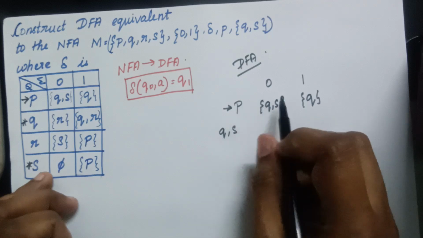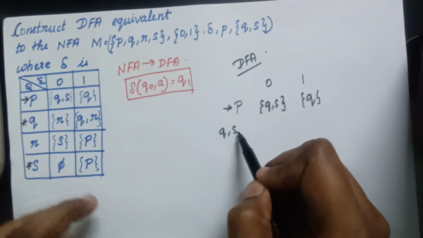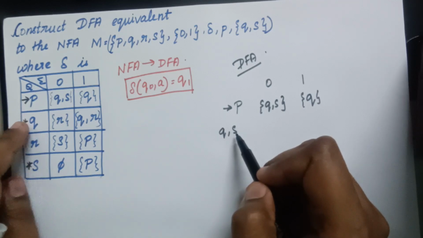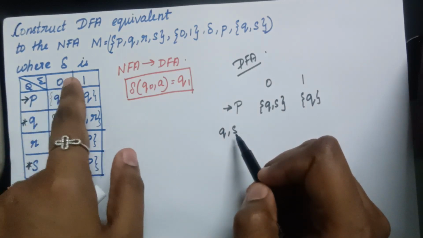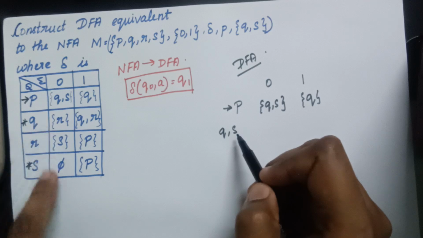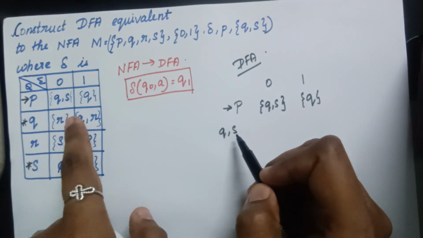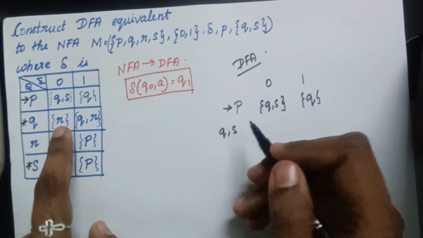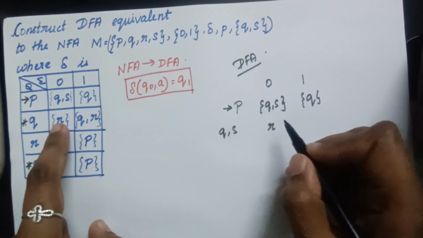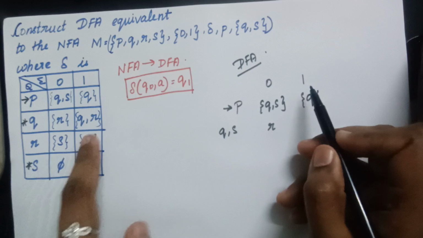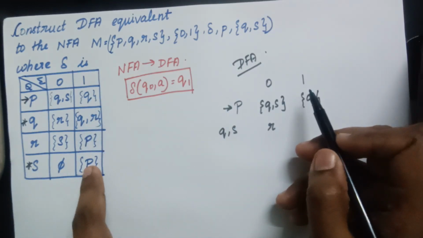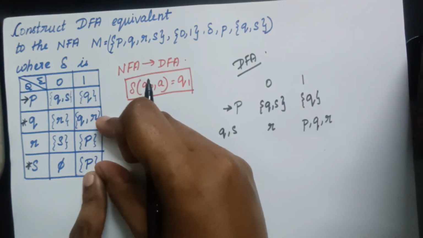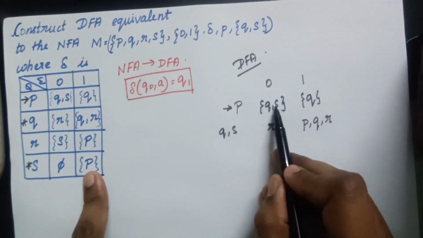So how do I find the transitions for 0 and 1 for QS? Again, we go to the NFA table for Q and S. So for Q and S, for 0 transition, what do I get? Unioning Q and S for 0 transition, it is R and phi. Phi is empty set. So R and phi, unioning R and phi, what do I get? I get R. So it is R here. And again, Q and S for 1, it is Q, R, P. So P, Q and R. So Q, S is done.